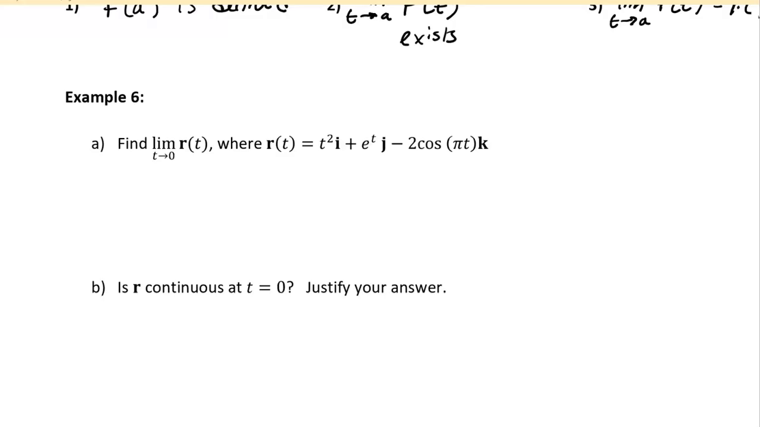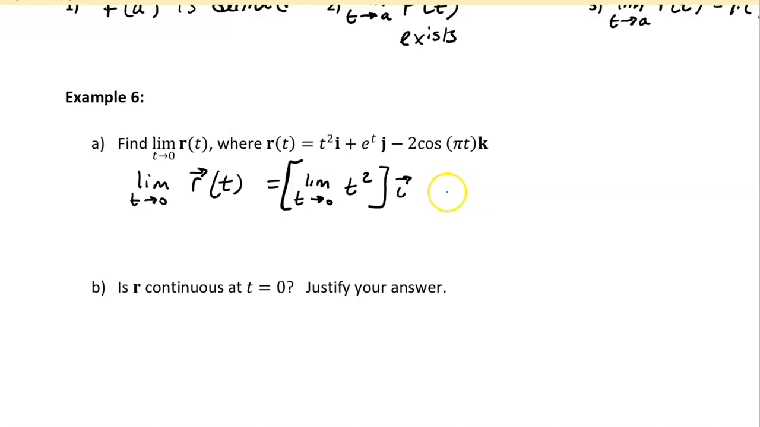So our first example, we're going to find the limit as t goes to 0 of r of t, where r of t is defined as t squared i plus e to the t j minus 2 cosine of pi t k. So the limit as t approaches 0 of our vector function r is going to be equal to the limit as t approaches 0 of t squared, I'll put that in a set of brackets right there.